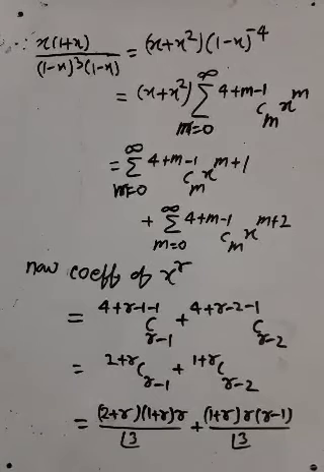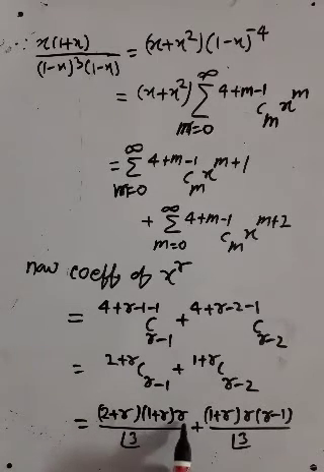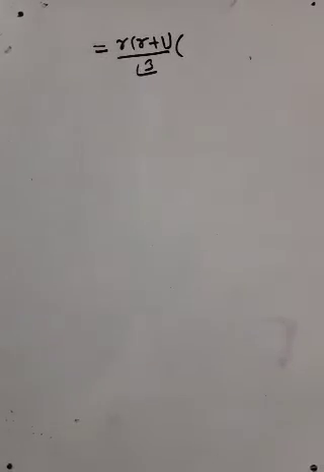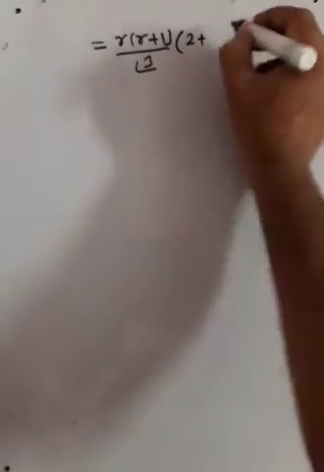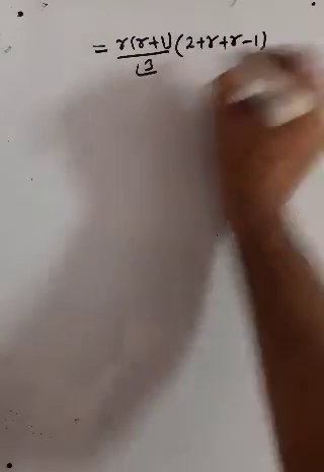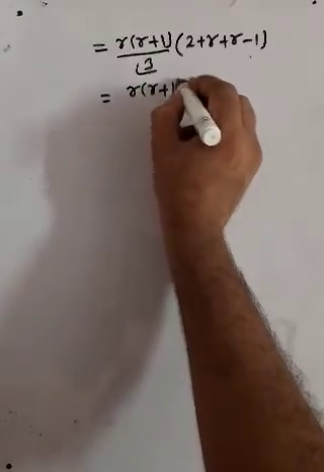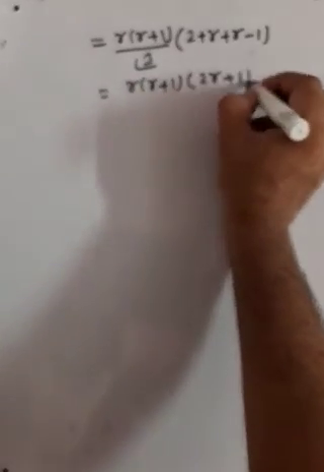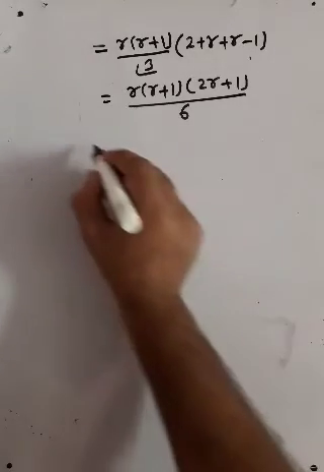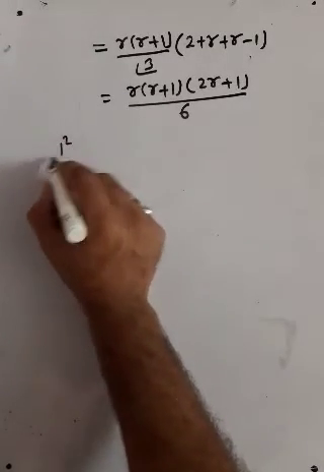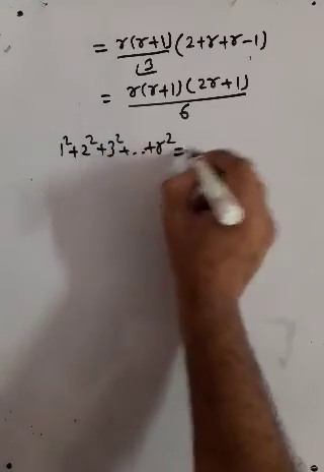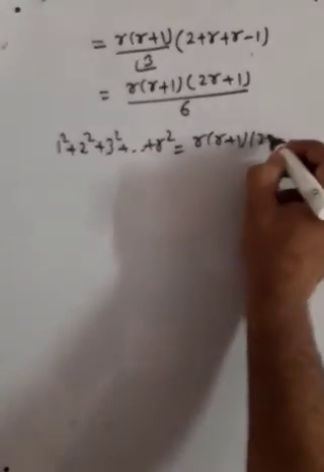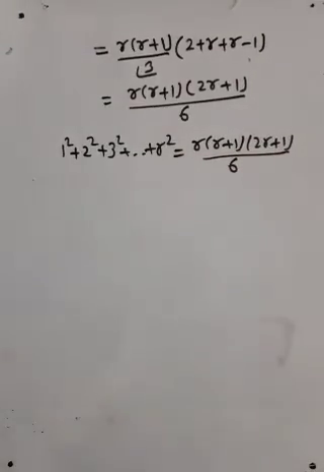This will be (2 plus r)(1 plus r) upon factorial 3, and this will be (1 plus r)(r minus 1) upon factorial 3. Taking (r plus 1) upon factorial 3 as common, now the remainder is 2 plus r minus 1, and our result is (r plus 1)(2r plus 1) upon 6. This is well known, we know already that 0 square plus 1 square plus 2 square up to r square is equal to r(r plus 1)(2r plus 1) upon 6. This is our answer.